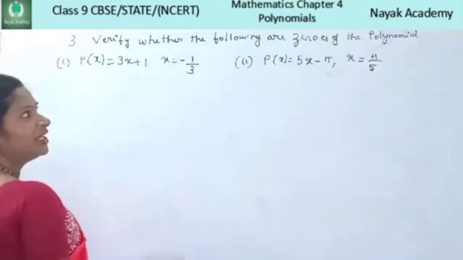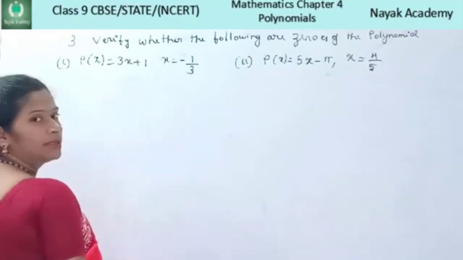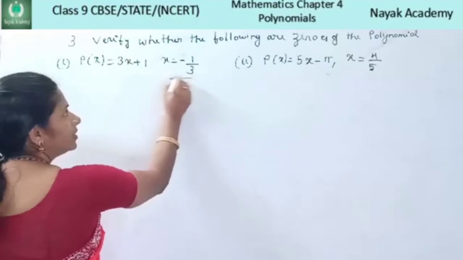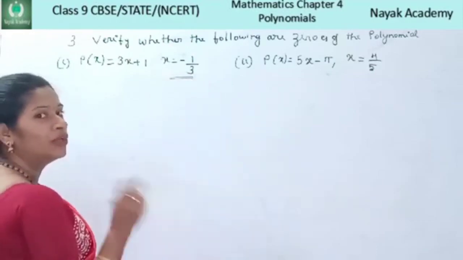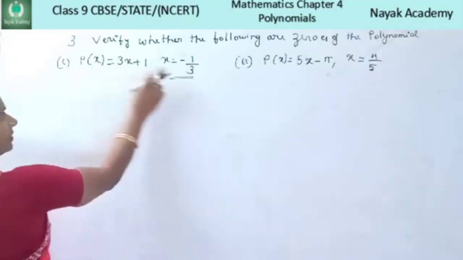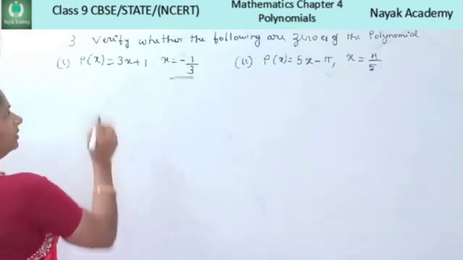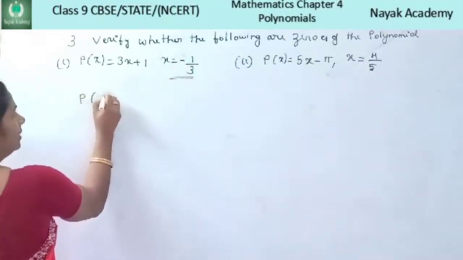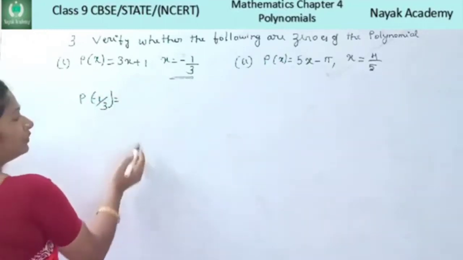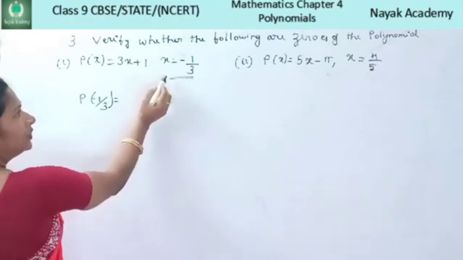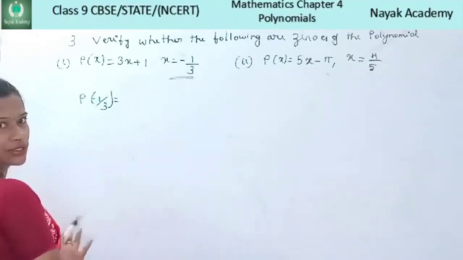Verify whether the following are zeros of the polynomial. P of x is equal to 3x plus 1. Now we have to check whether x is equal to minus 1 by 3 is a zero of the polynomial or not. What we need to do, children? In place of x, we have to substitute the value of x as minus 1 by 3. So if you get the value as 0, then you can come to the conclusion that x is equal to minus 1 by 3 is a zero of the polynomial.